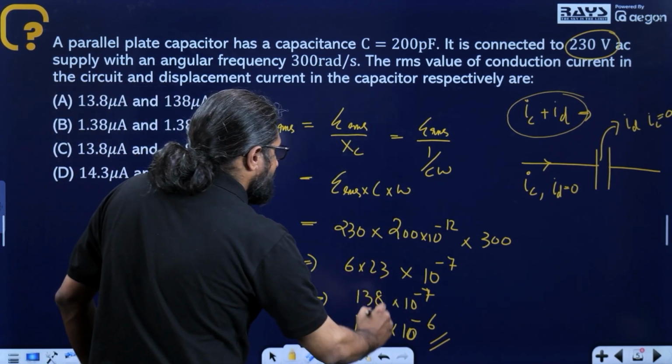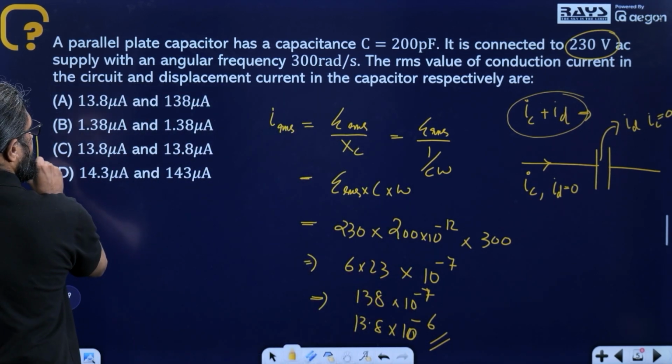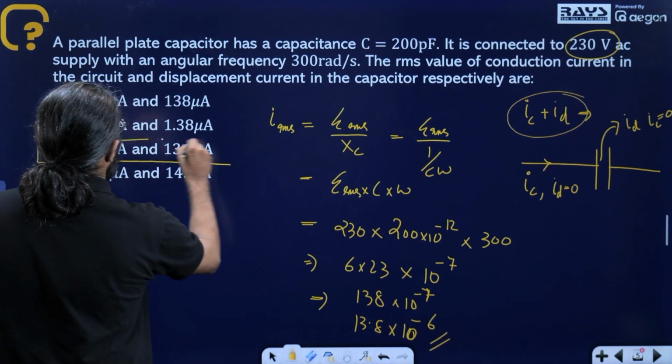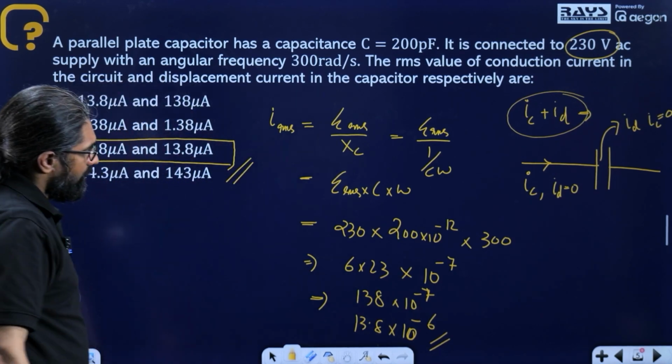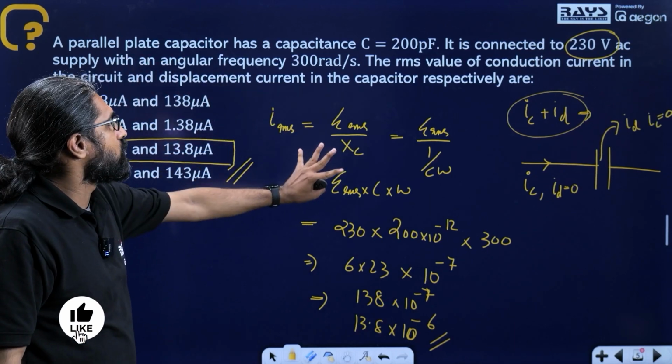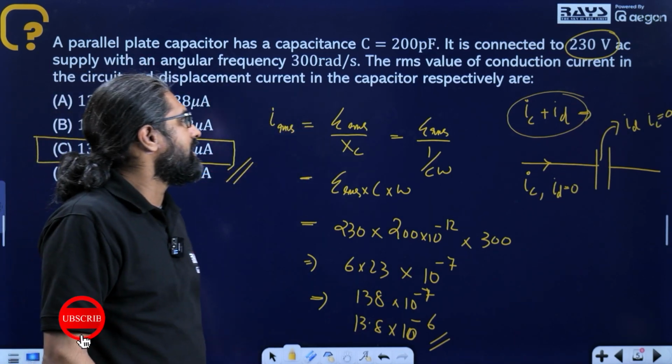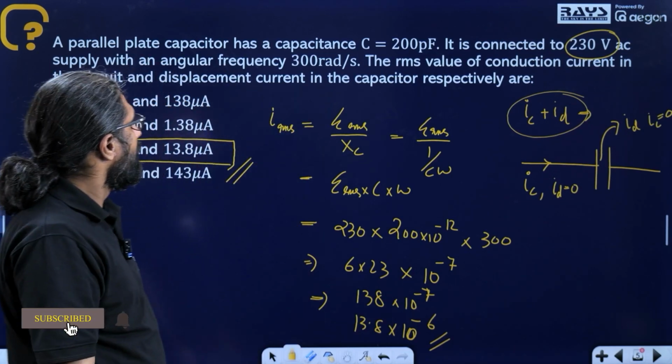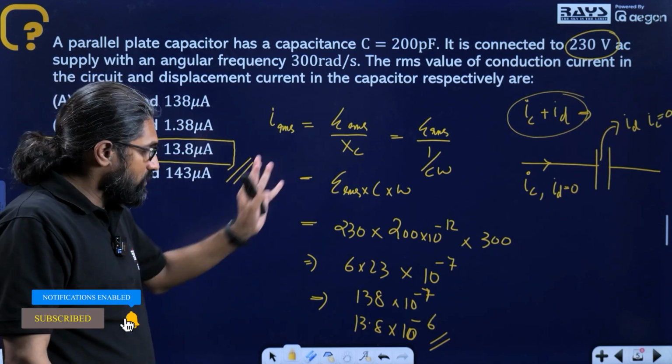10 raised to minus 6 amps is the answer. So this is the correct option here, option C. Now that's how you solve it. It's a very easy question. AC circuits, purely capacitive, so it's basically a very simple question. And please remember the idea about RMS values.